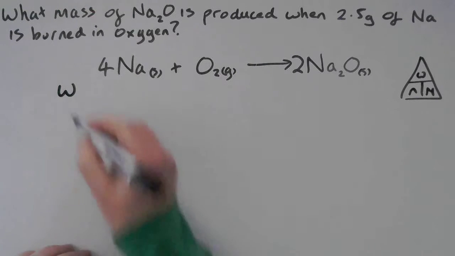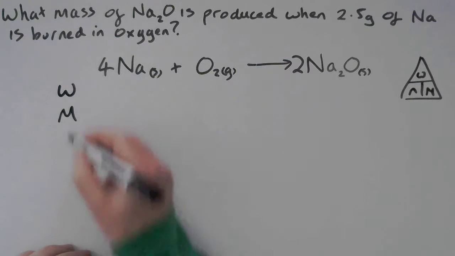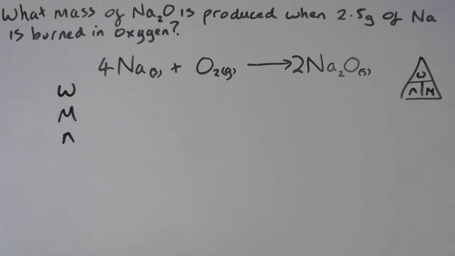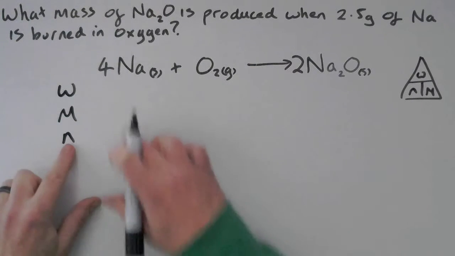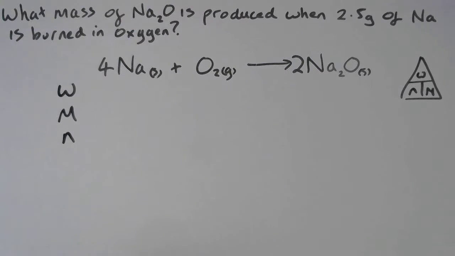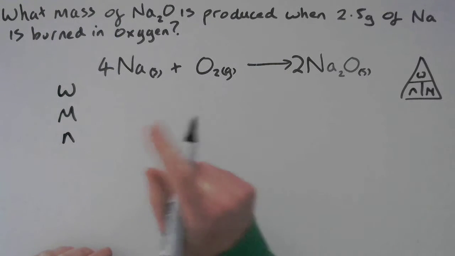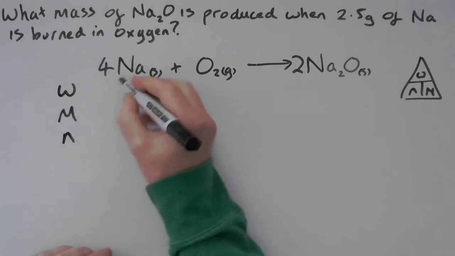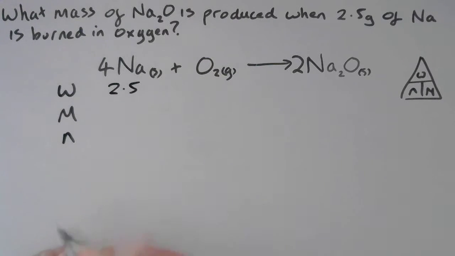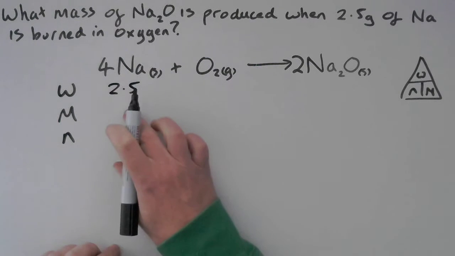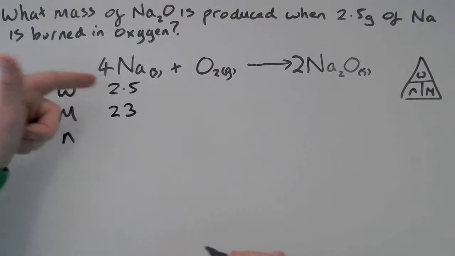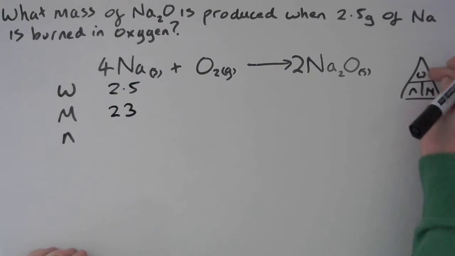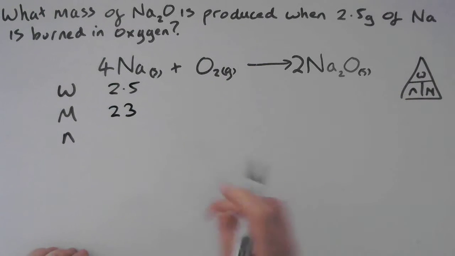I'm going to put three lines: mass, molar mass, and number of moles. I'm going to use these to calculate the number of moles, first of all, of sodium that we have, because we need to do that first. So step one, find the number of moles. Our mass is 2.5. Our molar mass for sodium is 23. So 2.5, and looking over here, mass divided by molar mass equals number of moles.